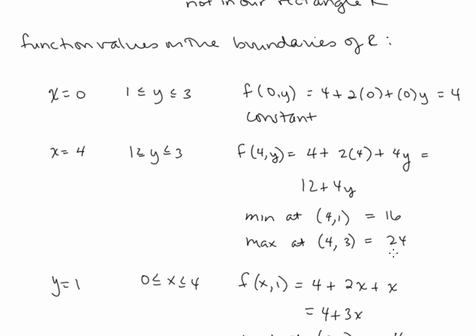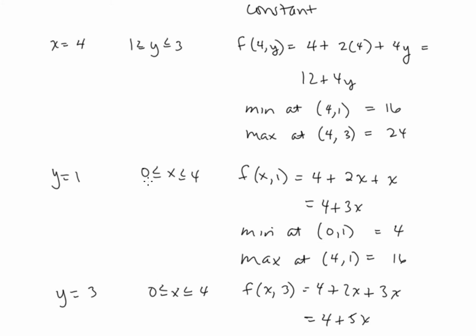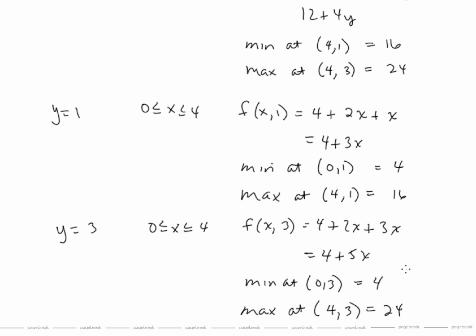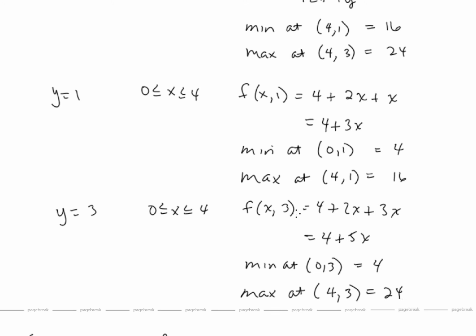and that would be a value of 24. When y is equal to 1 and x is ranging from 0 to 4, our function reduces to 4 plus 3x. And with an x value of 0, we're going to get a minimum there, a function value of 4. And with an x value of 4, we're going to get a maximum here, a function value of 16. And when y is equal to 3, our function reduces to 4 plus 5x. We get a minimum when x is equal to 0, function value of 4, and we get a maximum when x is equal to 4, a function value of 24.